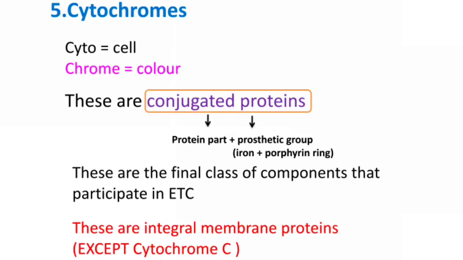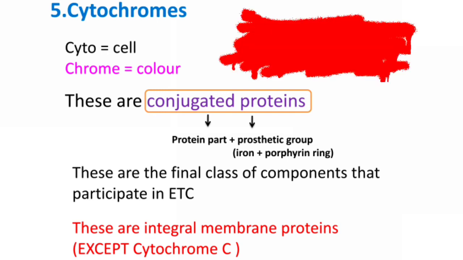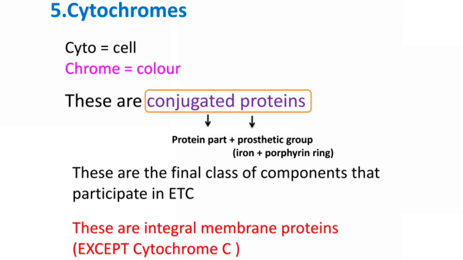Coming to next component, that is cytochromes. These are the final class of components that participate in the electron transport. These are integral membrane proteins except cytochrome C, and these are named cytochromes because these are the colored cellular components. Here cyto means cell and chrome means color, and these are conjugated proteins containing heme as the prosthetic group. So heme contains iron plus porphyrin ring.